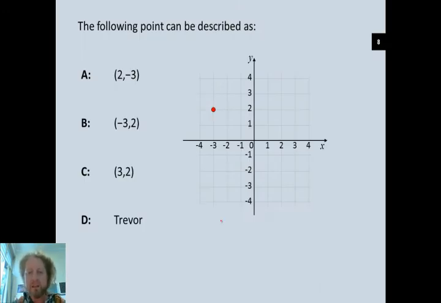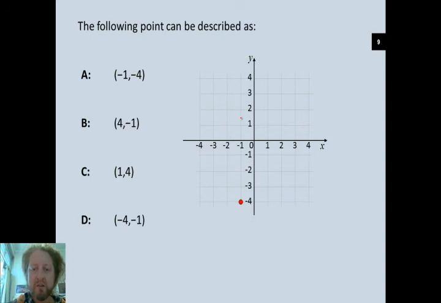So these little blue background slides, you can pause if you want. There's little multiple choice things just to check. So pause now. All right, opportunity missed. X, Y, well, the X direction I've gone to -3 and the Y direction I've gone to 2. So it'll be -3, 2. Yep, that was B. What about this one?